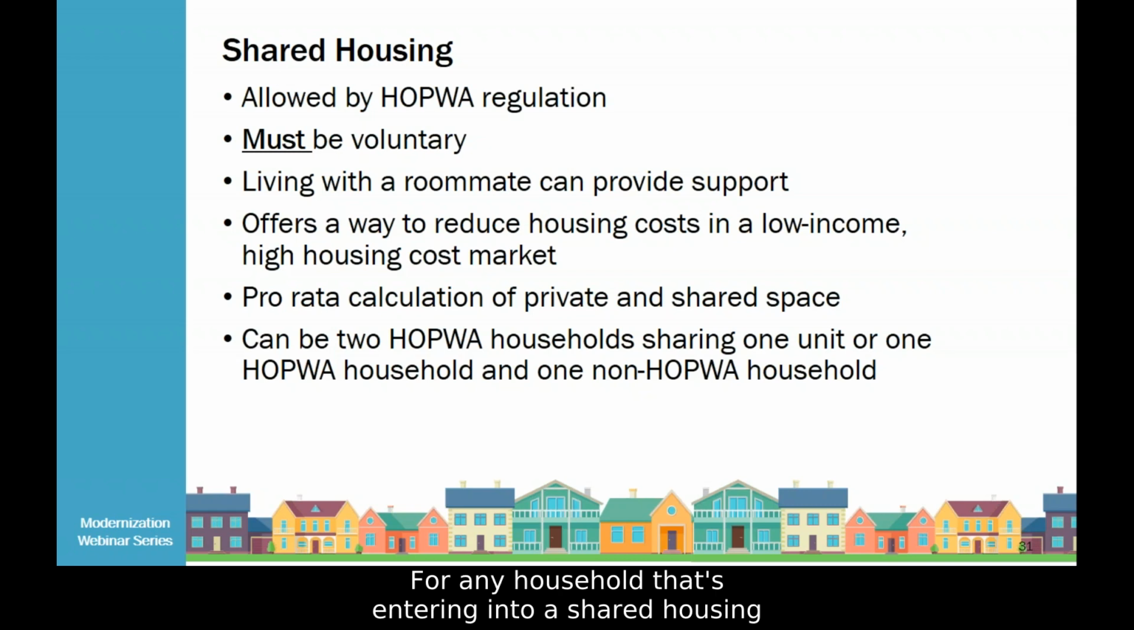For any household that's entering into a shared housing situation, it has to be their own choice. One population that folks often think of as more likely to choose shared housing is young people, but really there've been so many successes with households of any age, and people of any age may be interested in this model for different reasons.